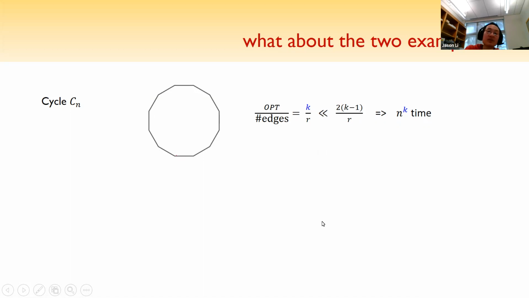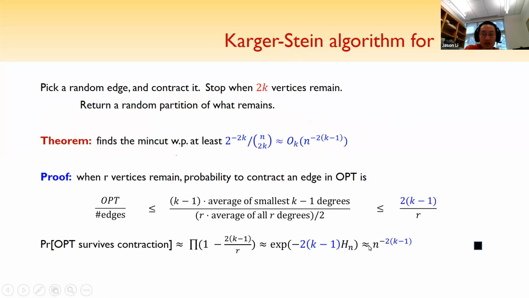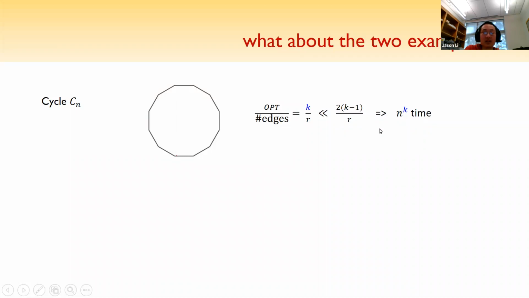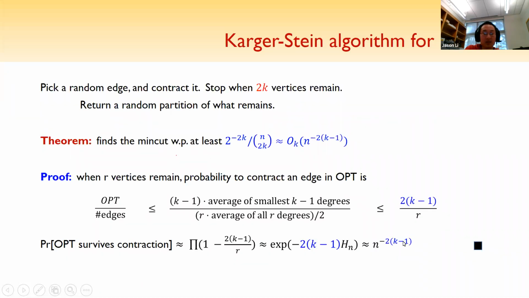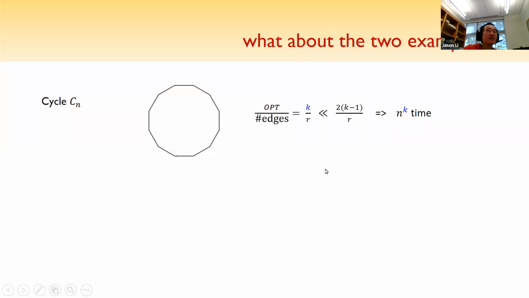But here 2k over r is much less than 2 times k-1 over r. And if we repeat the same analysis, we can replace the 2 times k-1 by k in here. So we get that the success probability is n to the minus k now, instead of n to the minus 2 times k-1. So in other words, Karger-Stein's analysis is not tight for the cycle. It can be made much better. Note that at any step of the contraction algorithm for a cycle, we still get a cycle, because a cycle always remains a cycle once we contract an edge.